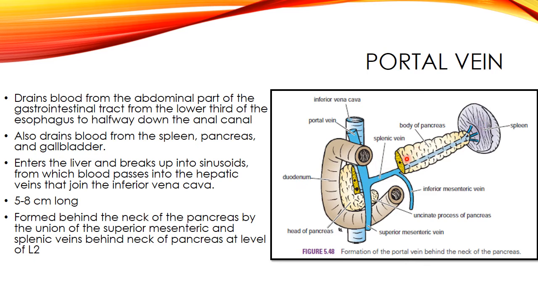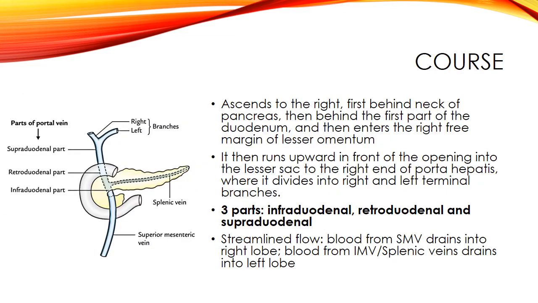So over here you can see that this is the spleen, this is the body of the pancreas, then we have the head of the pancreas over here and the neck over here. Behind the neck, the splenic vein will combine with the superior mesenteric. The course of the portal vein is that this portal vein, after its formation, this is the superior mesenteric and this is the splenic vein, it is going to go upwards and to the right side.